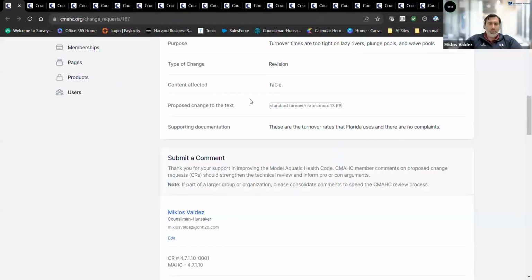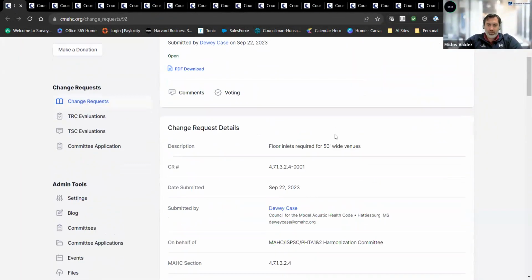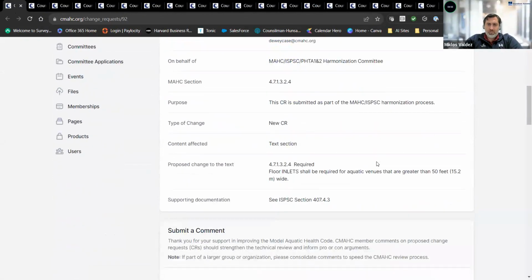Let me find my controls here real quick and on to the next one. All right, this one is another one submitted by Dewey, and this is part of the MAC ISPSC harmonization. It's a new CR: floor inlets shall be required for aquatic venues that are greater than 50 feet wide.